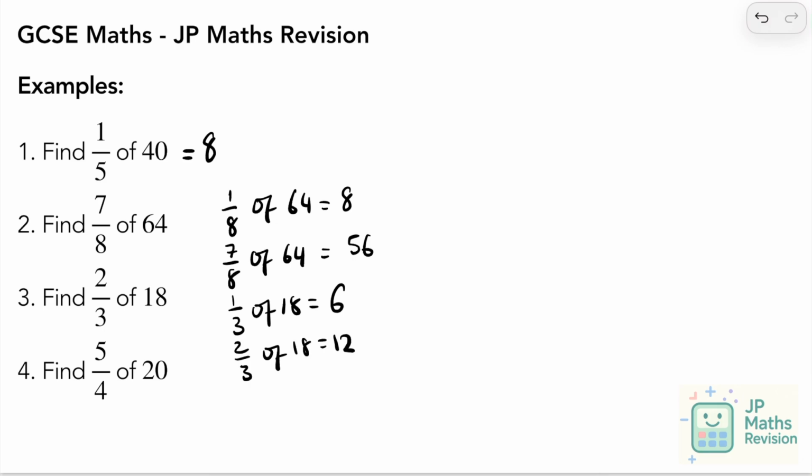5/4 of 20, I'm first going to start by finding 1/4 of 20 by doing 20 divided by 4, so that's 5. So 5/4 of 20 is going to be 5 times 5, and that's going to be 25.